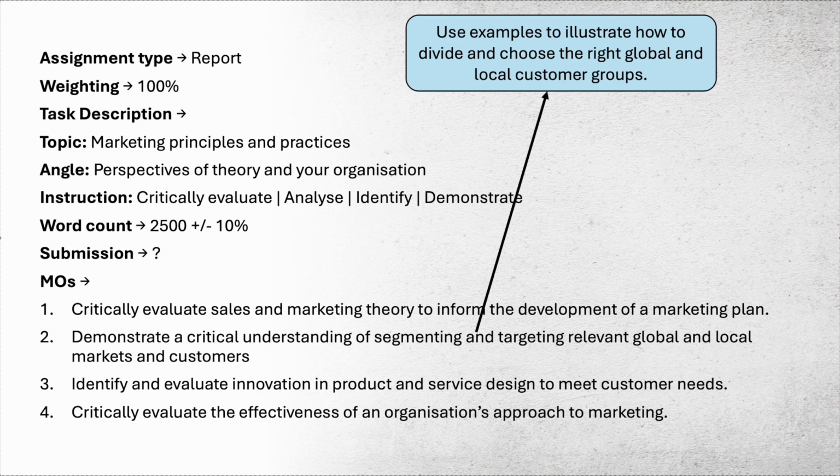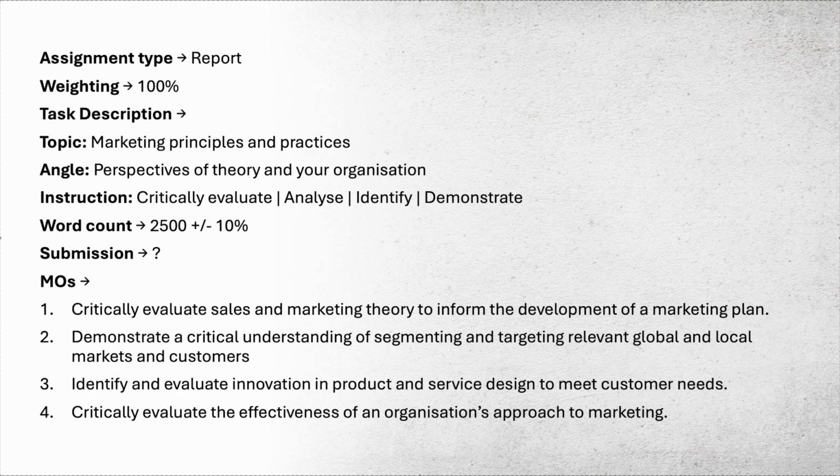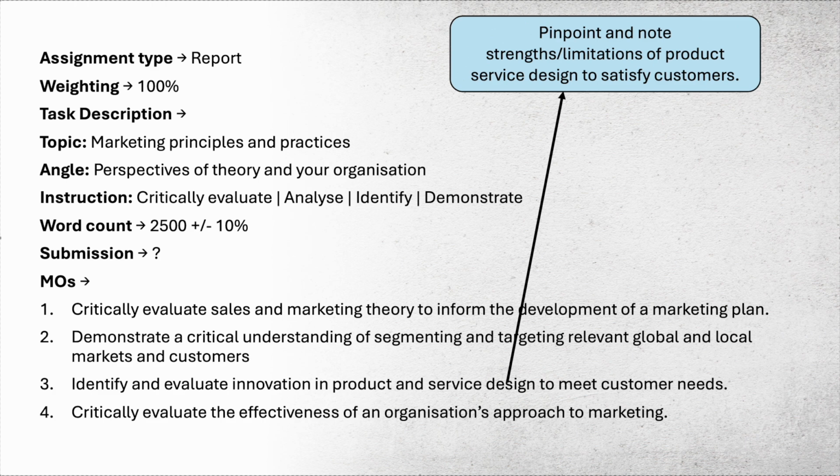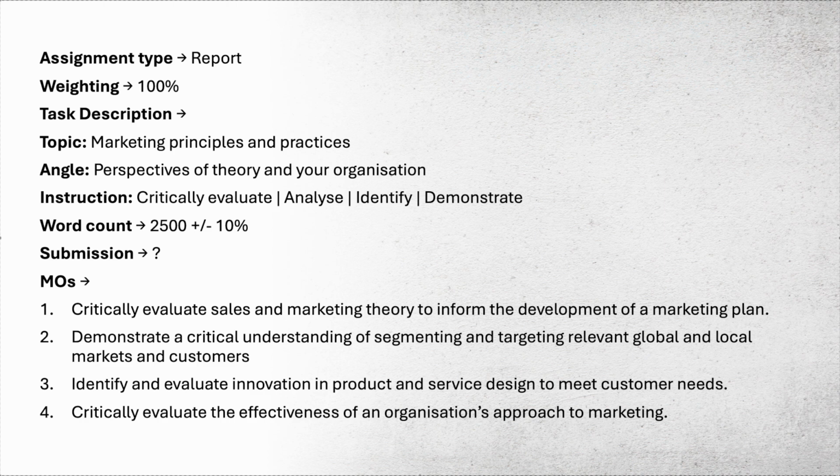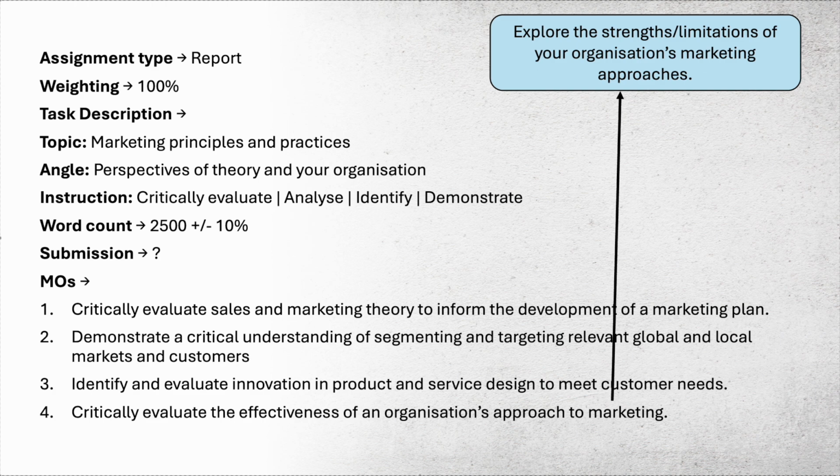Number 3, identify and evaluate innovation in product and service design to meet customer needs. And that means to pinpoint and note strengths and limitations of product service design to satisfy customers. And finally, number 4, critically evaluate the effectiveness of an organisation's approach to marketing. Obviously, you're going to be focusing on your organisation. Explore the strengths and limitations of your organisation's marketing approaches.